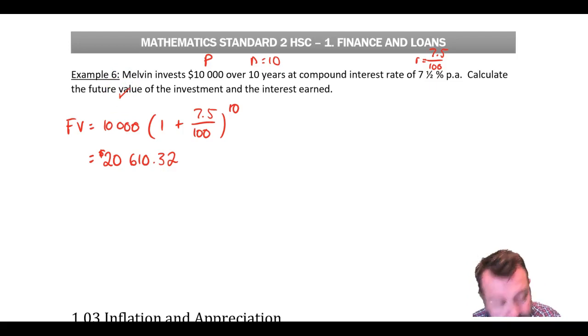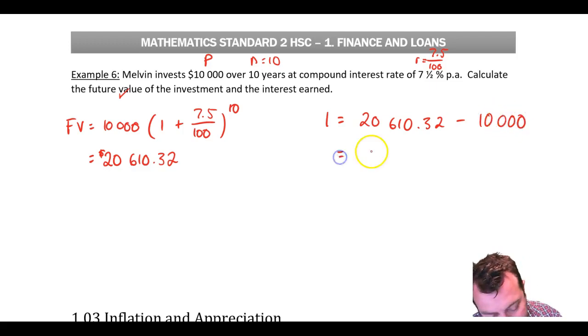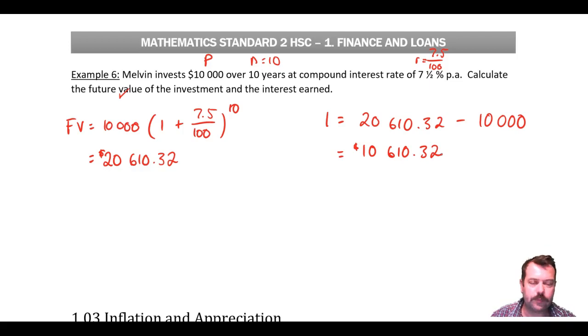Now, that's my future value, done. But the interest earned is the difference between what I started with and what I end up with. So my interest is equal to the 20,610.32 minus the initial, or the present value, the principal that we began with, minus the 10,000, don't need a calculator here, is $10,610.32.